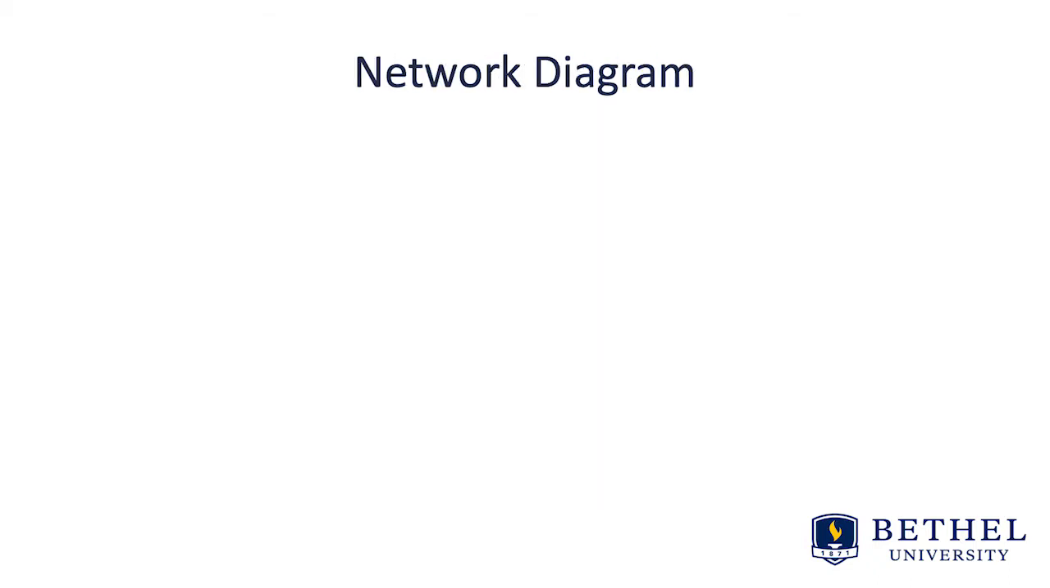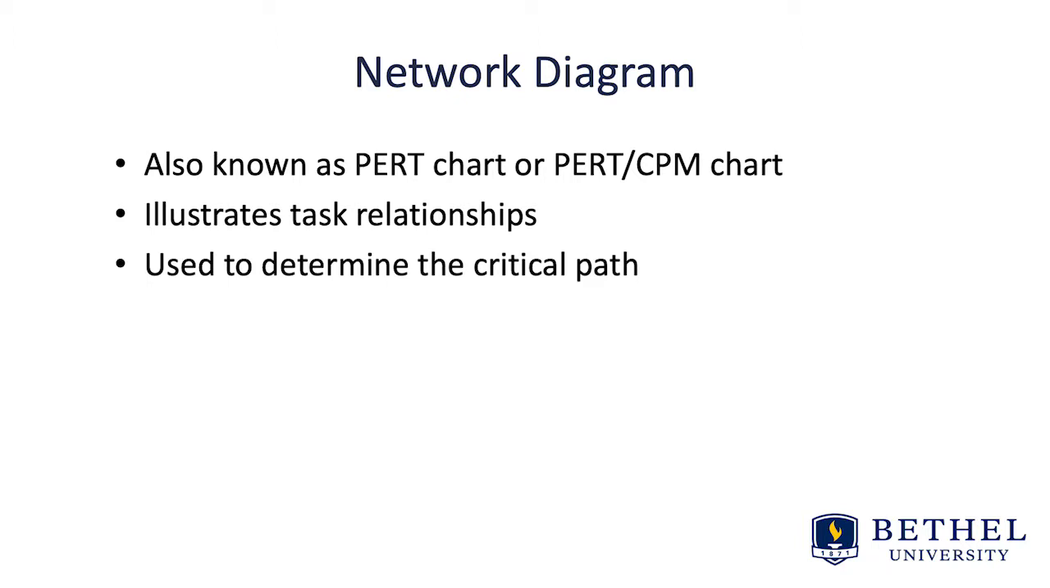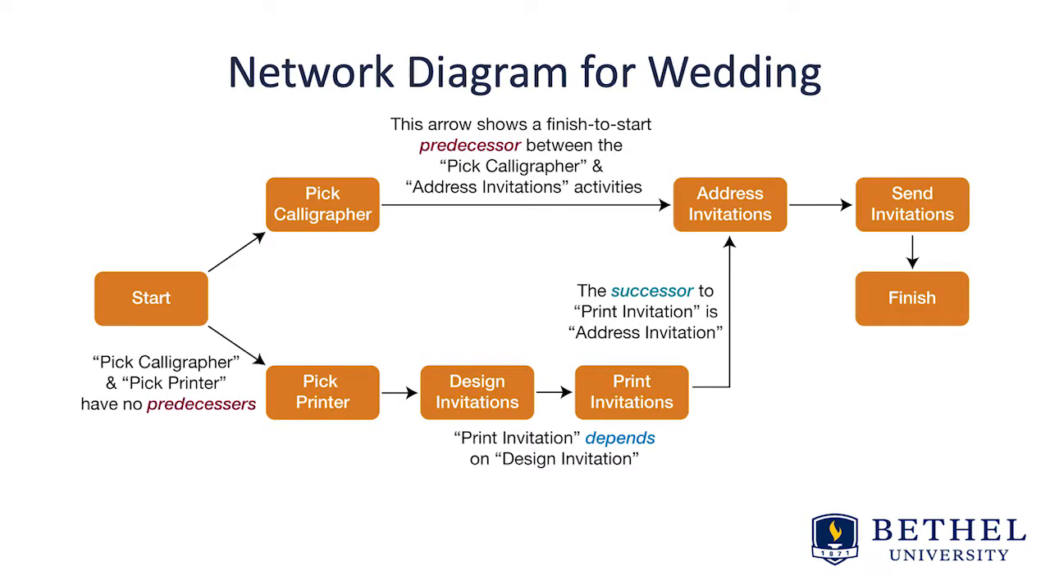A network diagram is another tool used for schedule planning. It's also known as a PERT chart or a PERT/CPM chart. It illustrates the tasks and their relationships, and is also used to determine the critical path. Software can be used to create a network diagram. Here's the example of a network diagram for a wedding. As you can see, the major tasks are put in an order so you can see how to progress from the start of the project to the end of the project.